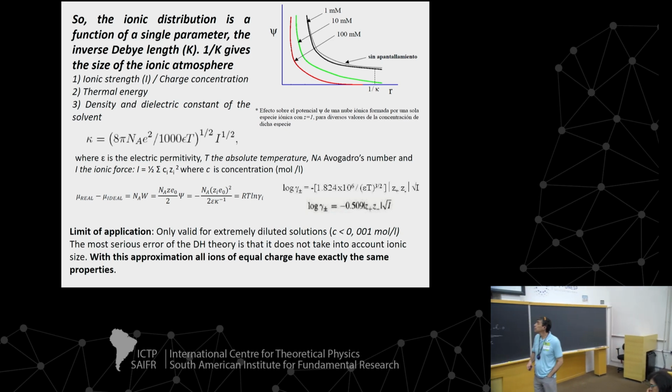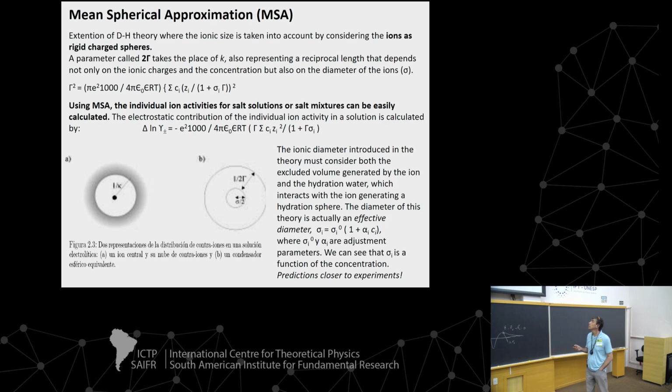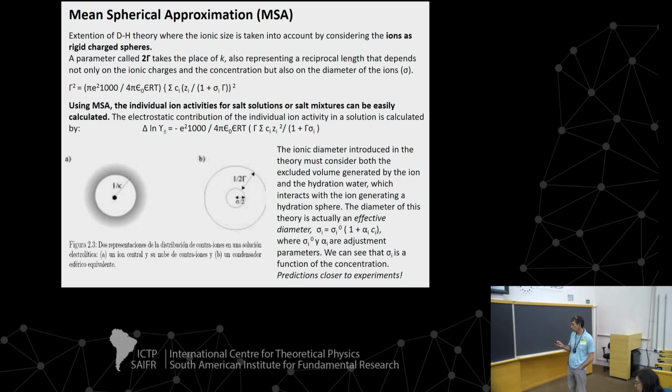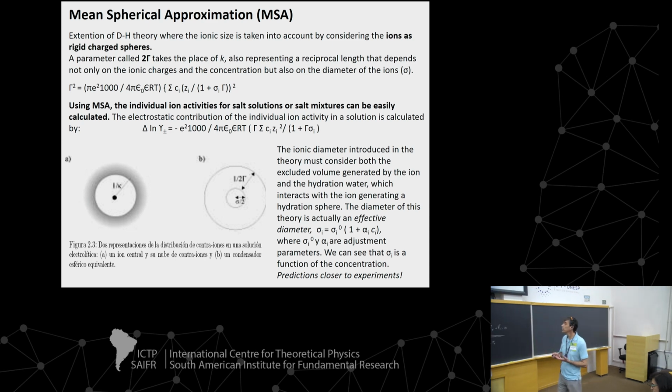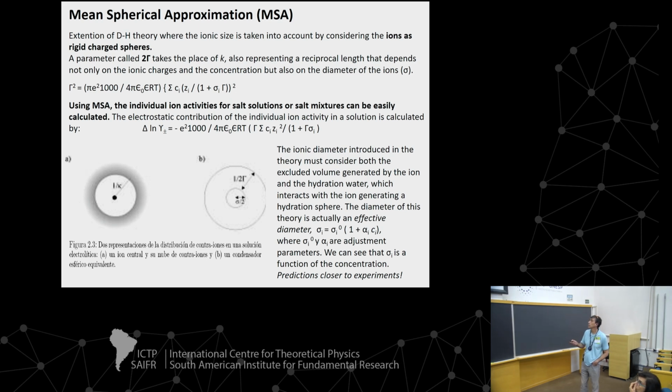Well, this was changed by the mean spherical approximation that explicitly considers the size of the ions, and it is in the same spirit. What was in the Debye-Hückel model was accounted for with kappa. Here is 2 gamma here that gives again a size of the ionic atmosphere. And again, you can calculate with this theory the mean activity coefficient. This would be the Debye-Hückel, this would be the mean spherical approximation.